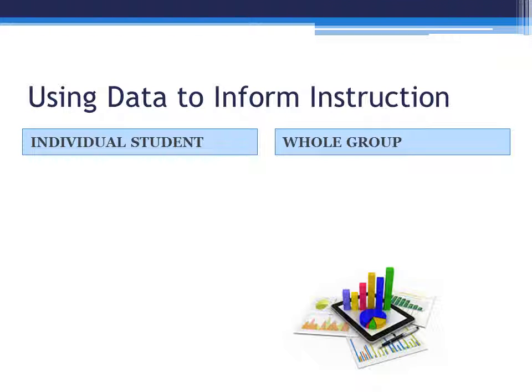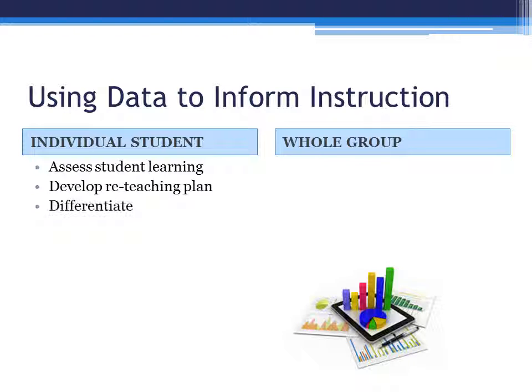So how do we do that? How do we use data to inform instruction? There's really two ways to look at it: the individual student data and whole group. Most common, simplest, and most often we're using data to assess student learning, or we should be. We can use that data to develop a reteaching plan. So if we see a pattern of weakness in students in our classes, we can use that data to develop a plan for ourselves as teachers to reteach wherever there's a deficiency.